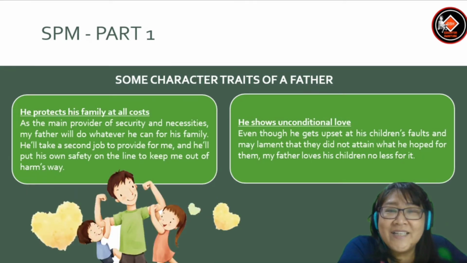There are more positive traits of a father here. So you can say that he protects his family at all costs. As the main provider of security and necessities, my father will do whatever he can for his family. He'll take a second job to provide for me, and he'll put his own safety on the line to keep me out of harm's way. So you can write another trait, a positive one, which is he shows unconditional love. Even though he gets upset at his children's faults and may lament that they did not attain what he hoped for them, my father loved his children no less for it.